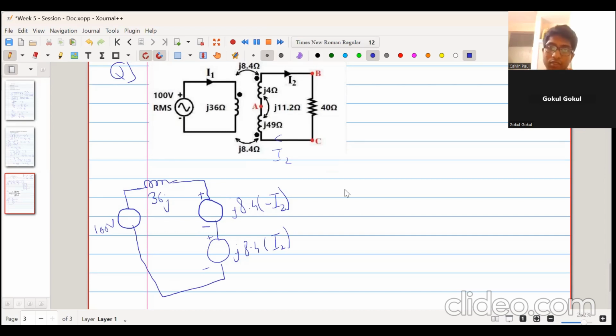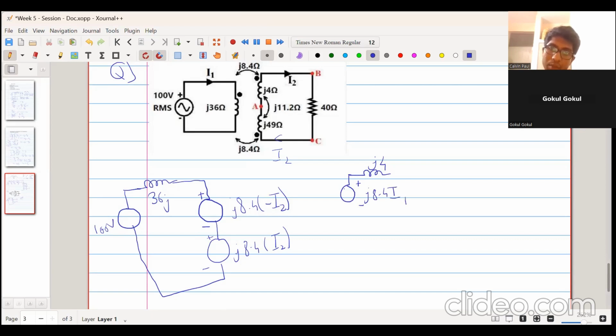Now for the other terminal. Okay, now the other terminal is there. That also you must consider. So we have this J4 because of the self-inductance of this coil. This coil is coupled to this coil as well by J 8.4. And this is the dot. Dot is at the top. So that's why this will be plus, minus J 8.4. Now the current flowing into the dot is I1. So this will be directly I1.